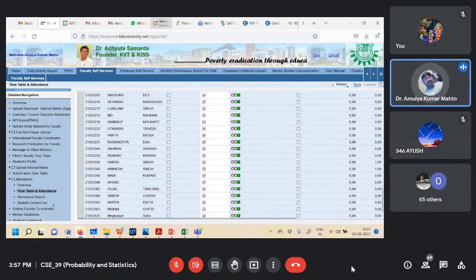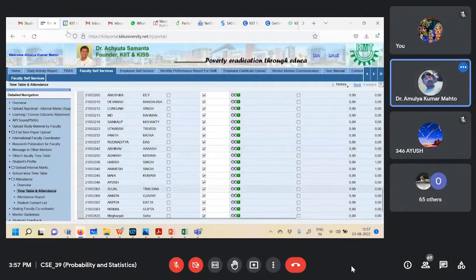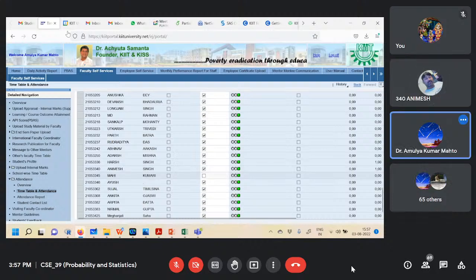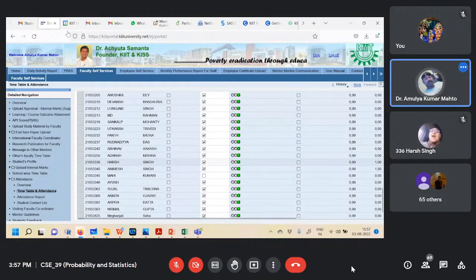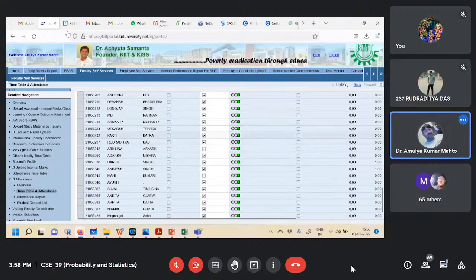How many students are there? Let me see. 69. 63 to 69 at the end. 3346, 3345, 3340, present, sir. 3336, present, sir. 3250, present, sir. 3242, 3237, present, sir. 3232, present, sir.